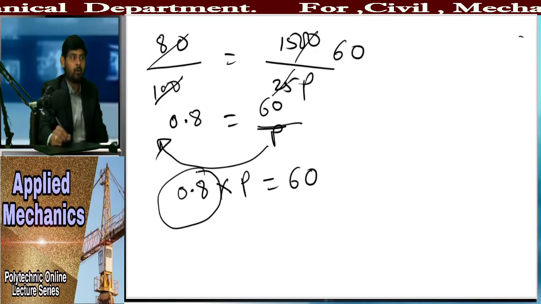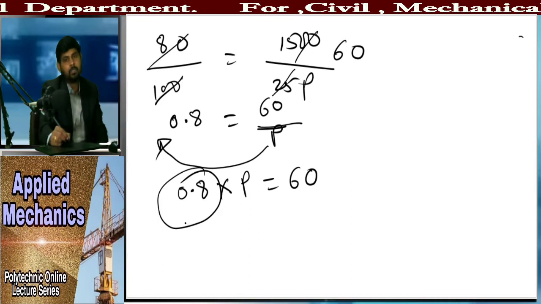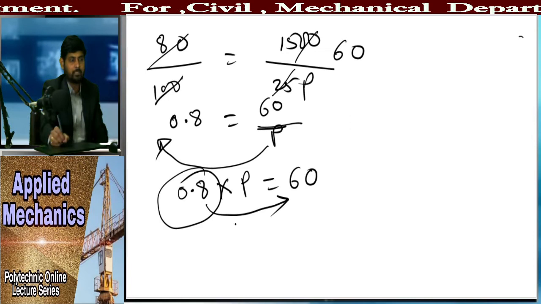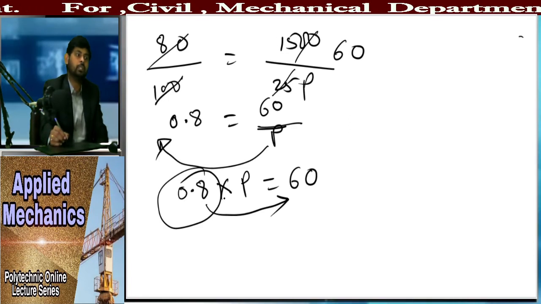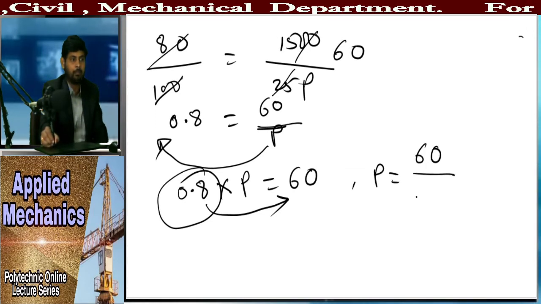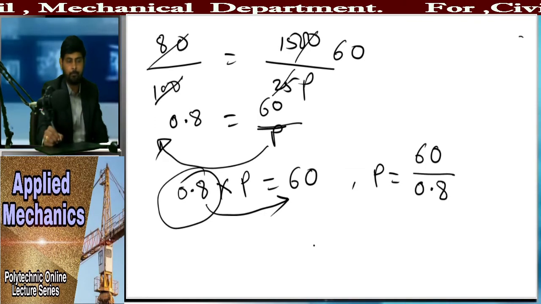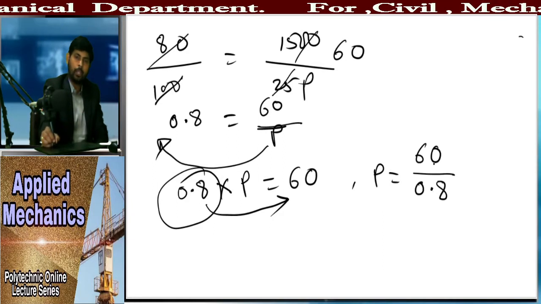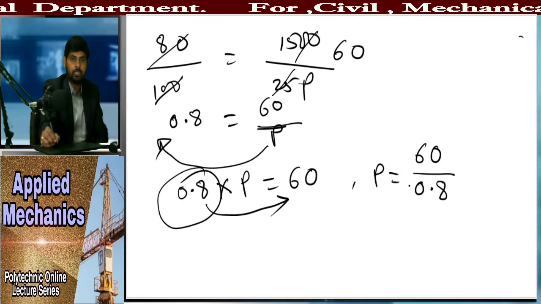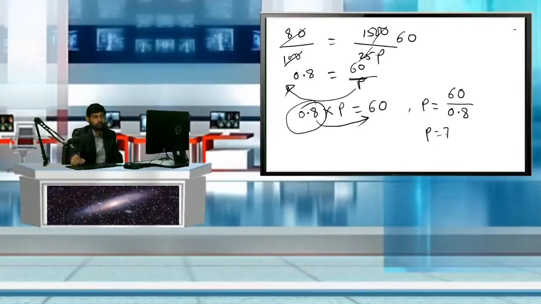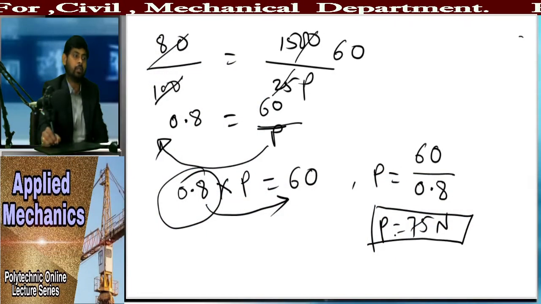Now this 0.8 is in the numerator here. If I shift it towards the right side of the equal sign, it goes in the denominator. So P is equal to 60 divided by 0.8, right? Do this calculation on your calculator, then you will get the value of P. So what is the value of P? Yes, good, 75 Newton. So this is the effort required to lift the load.